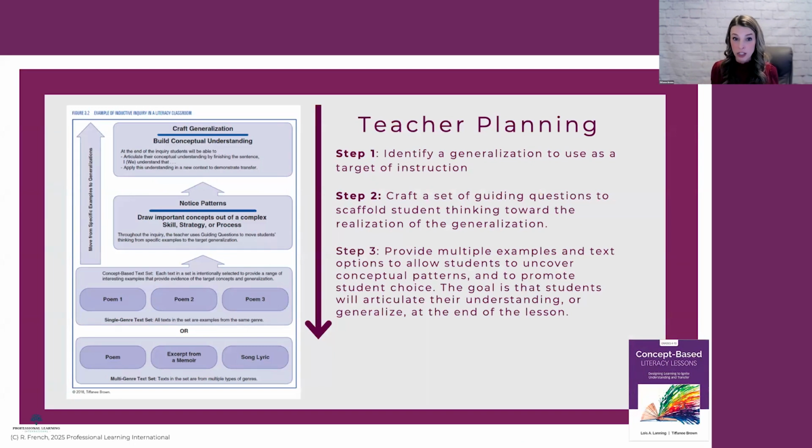Okay. So now from there, I've got my generalization. I have my questions. Now I have to pick my text, pick my examples. It's really important that you pick the right examples. When students in my classroom are not generalizing the way I think they should, it's usually a result of my questions not being quite focused enough or pointing them in the right direction, or it's the examples I picked. Either there's not enough of them or they're not quite clear enough.